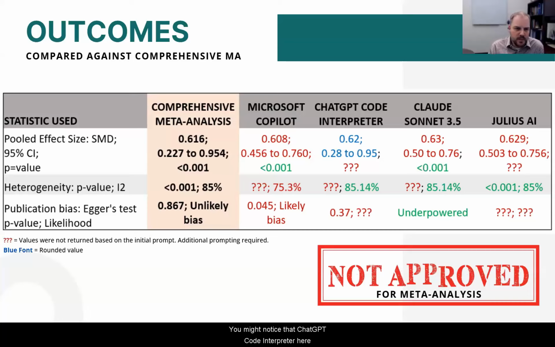So you might notice that ChatGPT Code Interpreter here returned the closest values to the comparator system. However, I just didn't feel like I could really trust Code Interpreter because it especially kind of goofed up the publication bias component, etc. So presently, in good faith, I cannot recommend any of these AI systems just yet for conducting meta-analyses in particular.